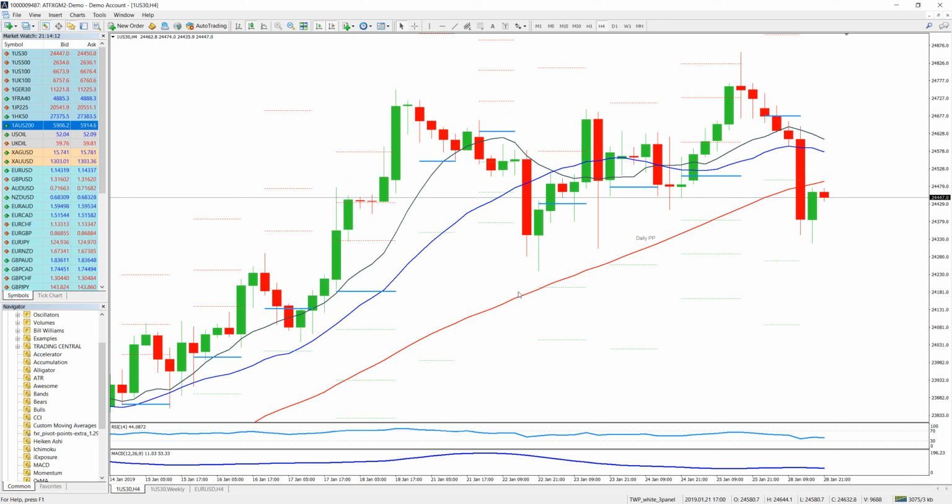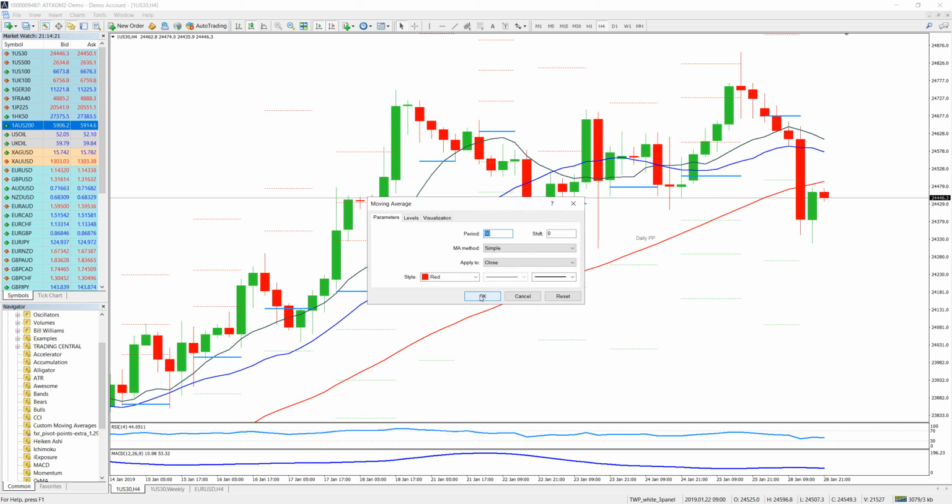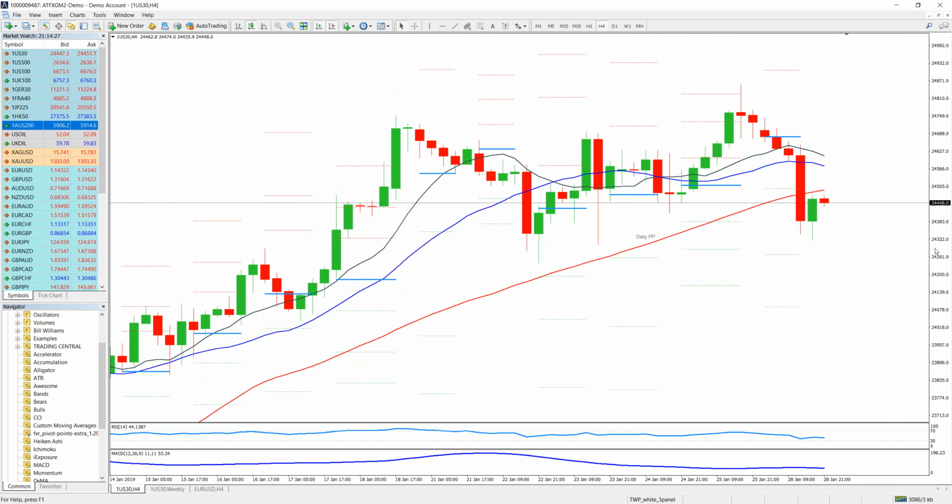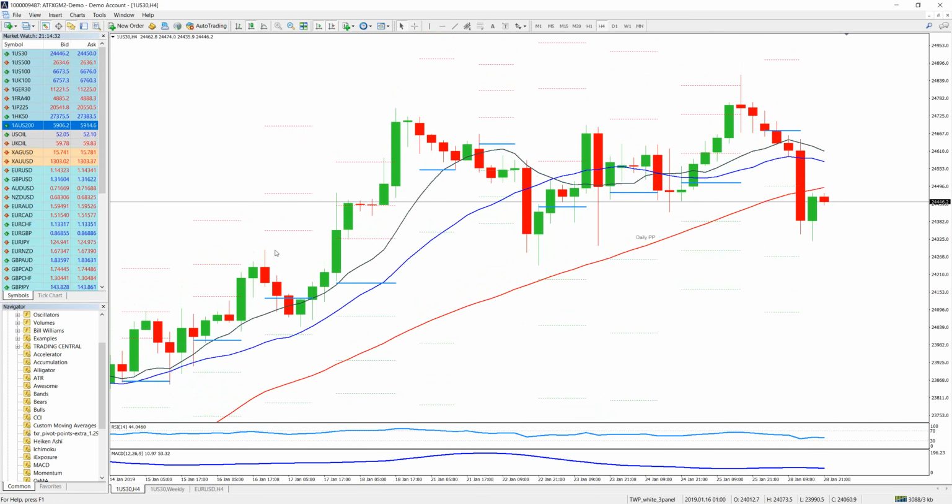Then I have added a standard 50 simple moving average. Nothing too fancy, just a simple moving average thrown on the chart, as well as a 20 and a 10 moving average. I usually also have a 200 moving average, but I've taken it off just for the purposes of this today.